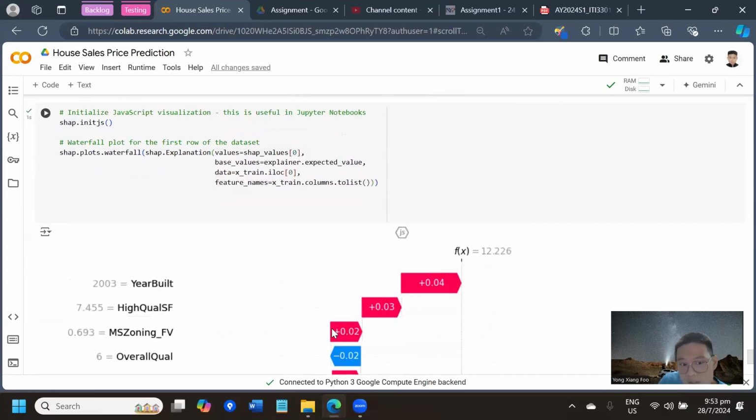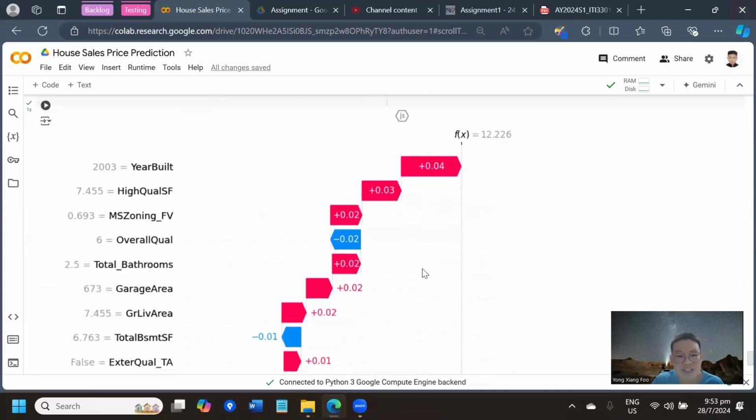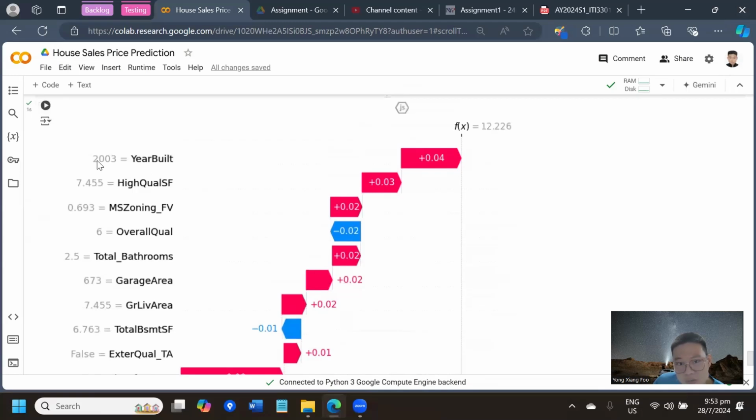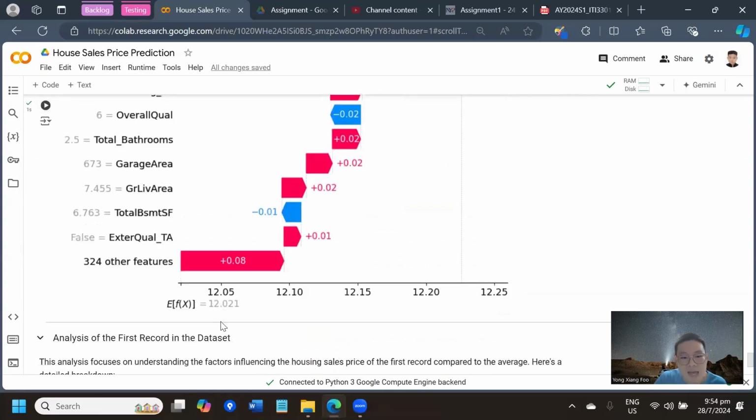Then now let's analyze one record. This is the first record. We can see that because it's built quite recently, in 2003, it increased the SHAP value by 0.04, and the square feet for the area of the house is quite big, so it also increased the sales price. But then you can see that the overall quality is not as good, so it decreased the sales price because it decreased the SHAP value by 0.02. So in this first record, its predicted value is 12.26. It's still above the average. The average sale price is 12.021.